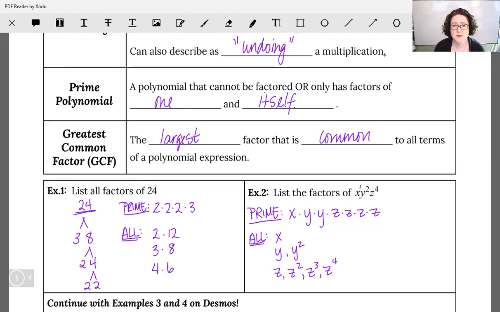Okay, so now you're going to go ahead and try out the next 2 examples on Desmos. And again, if you get stuck on those examples, ask for help at the bottom of your Zoom screen and I can pop in and help out.